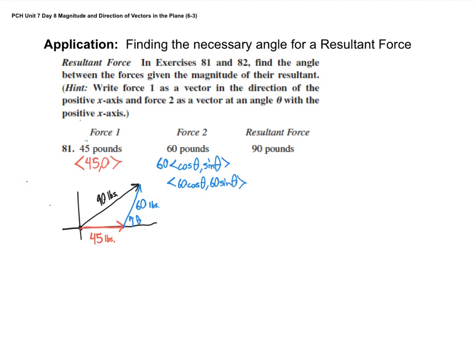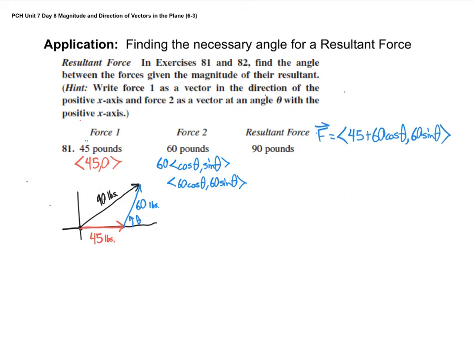Now, the resultant force, notice this is the magnitude of the resultant force. Okay? Well, first of all, I need to get what that actual force vector is. Alright? I'm going to call that vector F for force. Okay? That is the sum of these two. So it's going to be 45 plus 60 cosine theta and 0 plus 60 sine of theta.